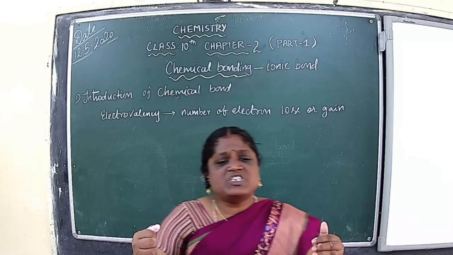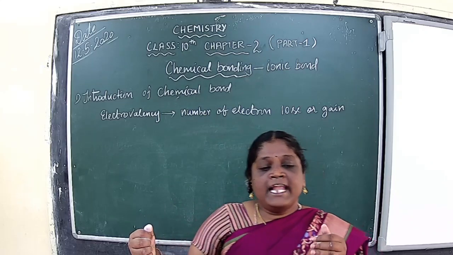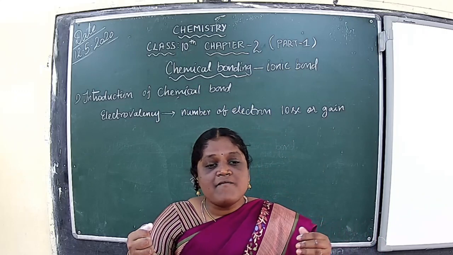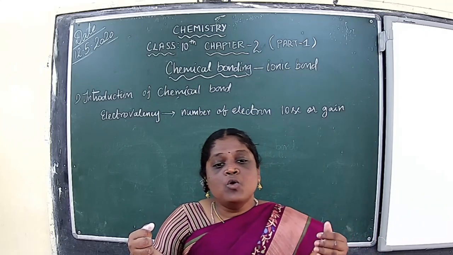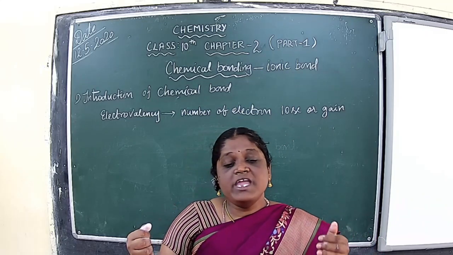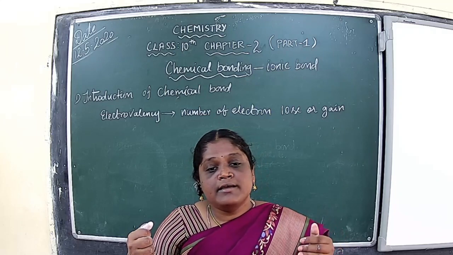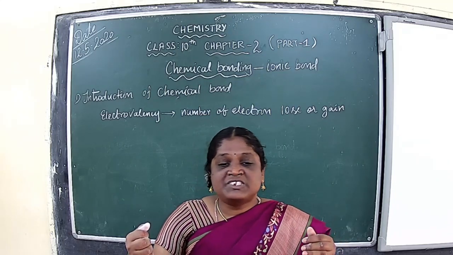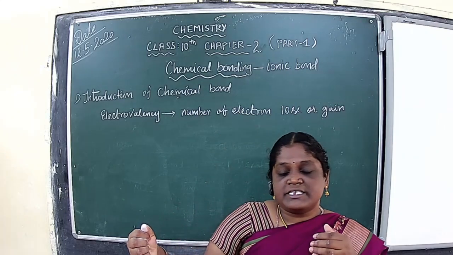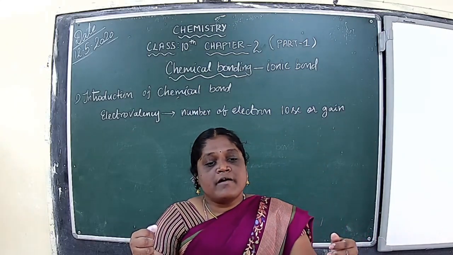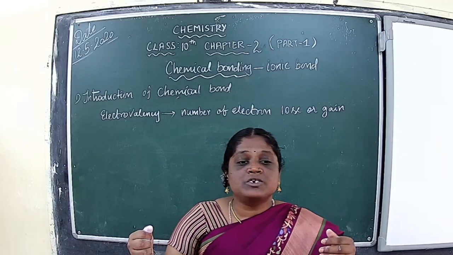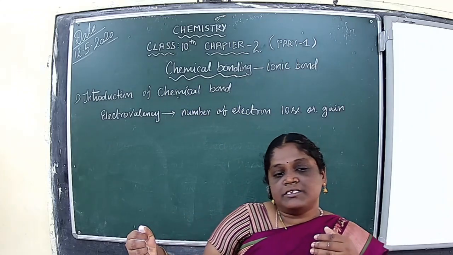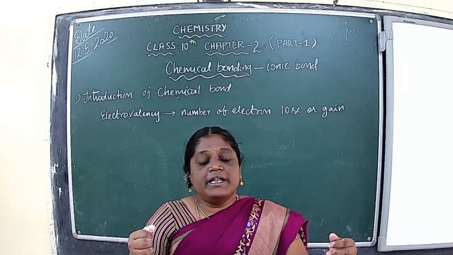Understood? So electrovalency means the number of electrons lost or gained. Why does it lose or gain? Because it attains what? A stable electronic configuration. Stable electronic configuration means the nearest noble gas configuration. Understood? So that is known as what?